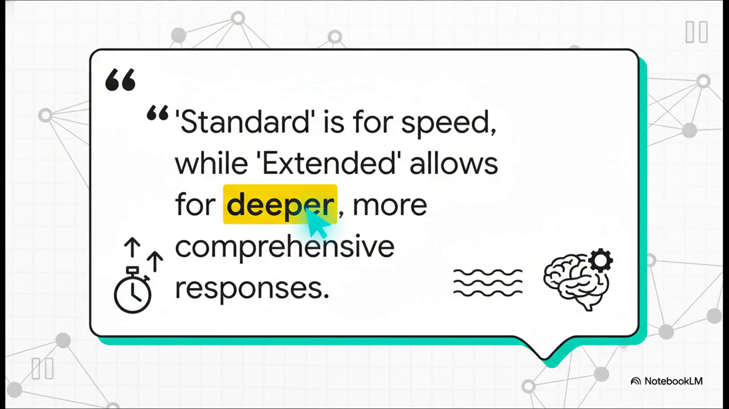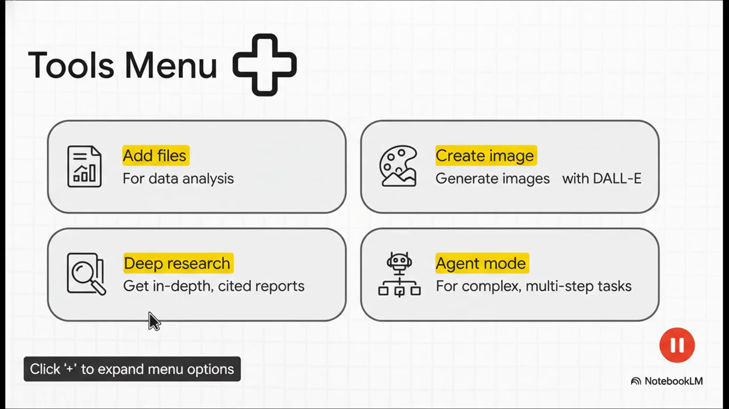Now, if you're on a paid plan, you get even more granular control. You can adjust the thinking time. Standard is great for a balance of speed and intelligence, but Extended is what you use when you really need the AI to take its time and give you a deep, comprehensive answer. And whatever you do, don't forget about that little plus icon. This is your special toolkit. You can click it to upload a PDF and get a summary, ask DALL-E to create a logo, or even use agent mode to plan an entire vacation for you, from flights to hotels. Some of these are paid features, but man, are they game changers.